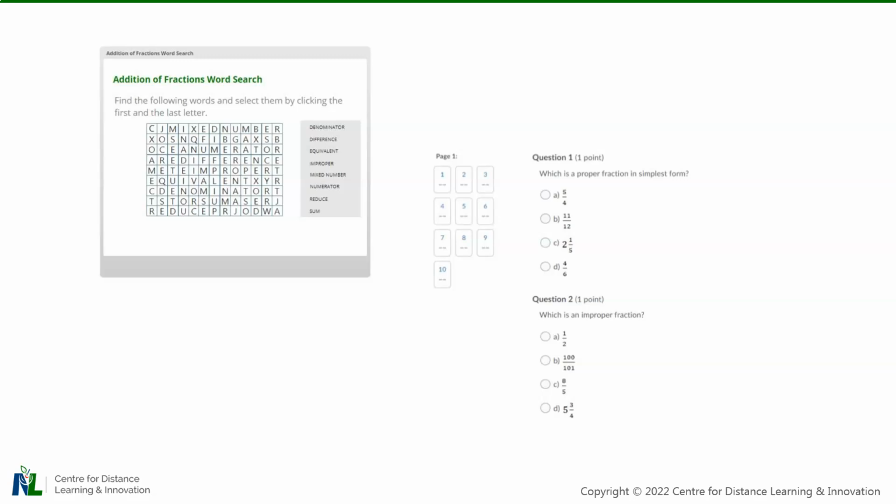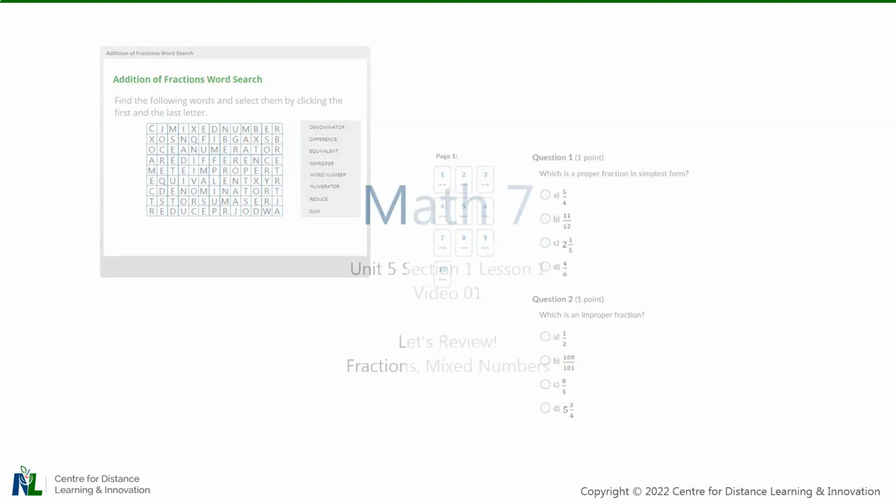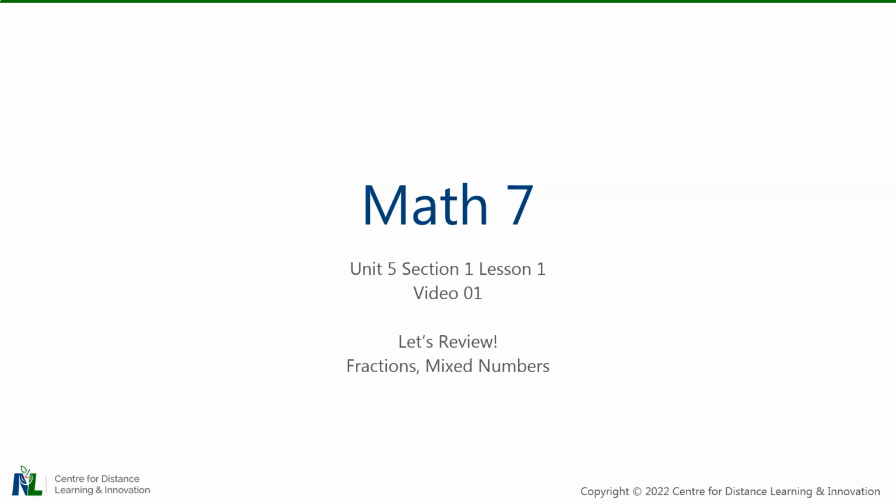At this point, you should have completed a word search to review some math terminology associated with fractions and also attempted the diagnostic assessment composed of 10 selected response items. Hopefully, this has triggered some prior knowledge you may have about fractions. Lesson 1 will include a review of some of this material from previous years.